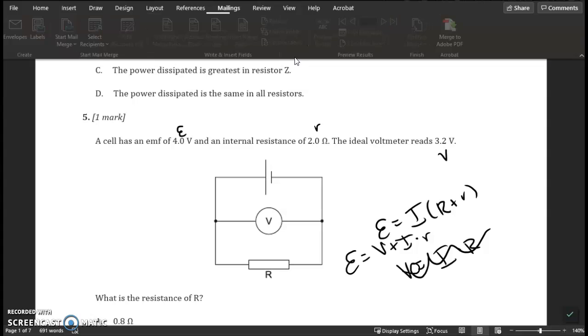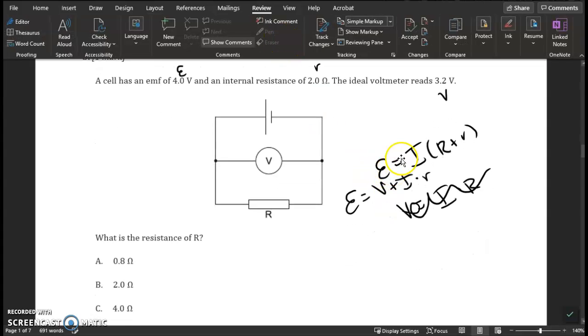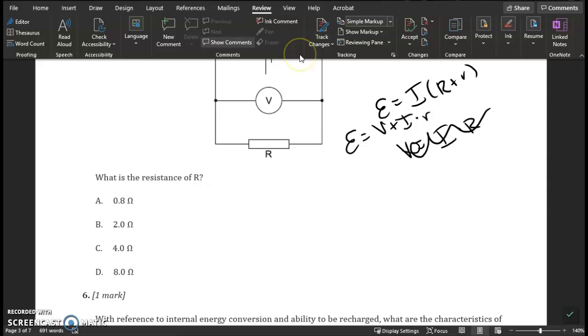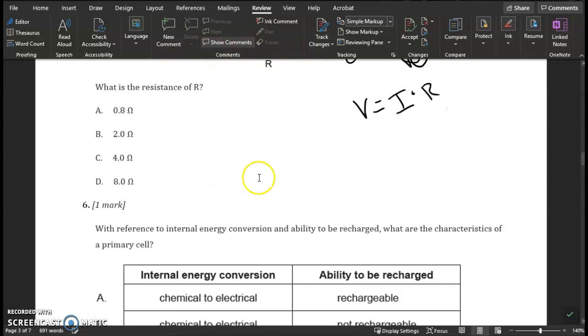Get the current, and once you have I, you have your voltage. Voltage is equal to I times R, and then you can solve for R. Okay.